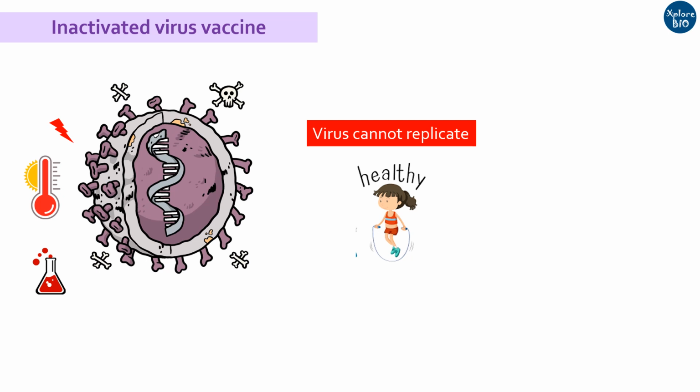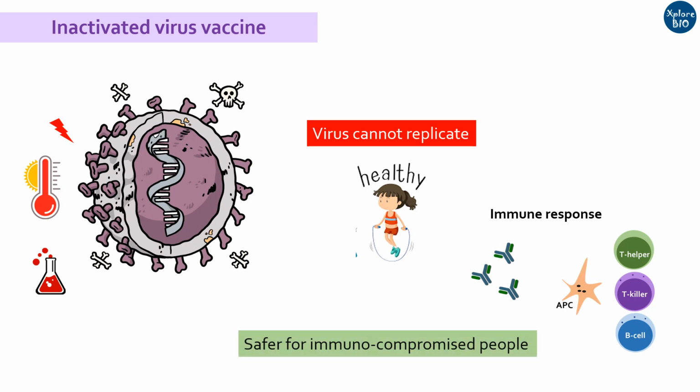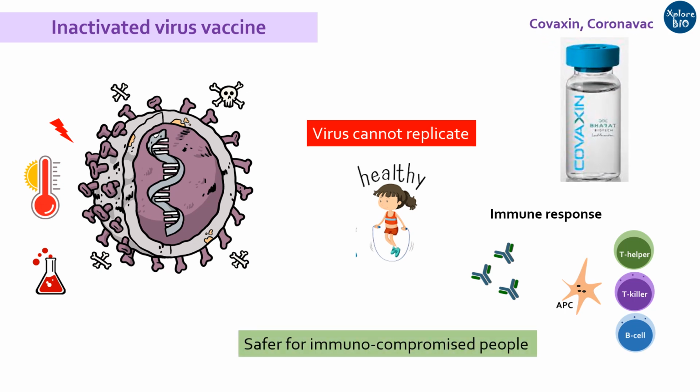It produces an antibody response which is not as strong as the live attenuated vaccine, which is not the part of today's video, and multiple doses need to be administered. But these are generally safer for immunocompromised people. CoronaVac by Sinovac and Covaxin by Bharat Biotech are the examples of inactivated vaccines.